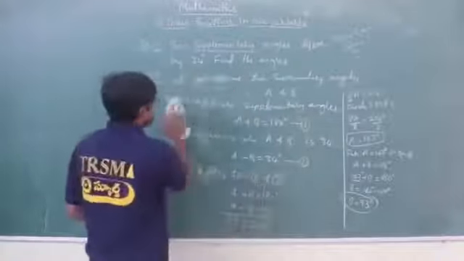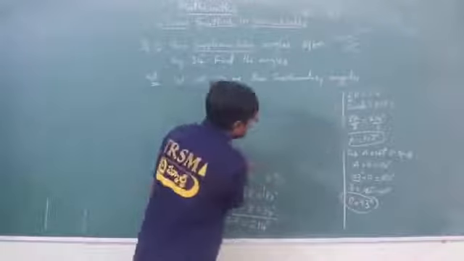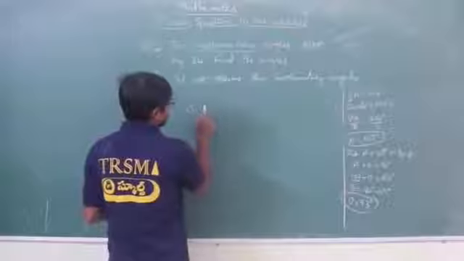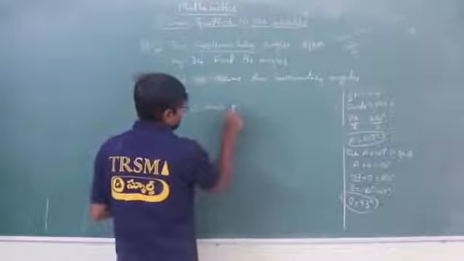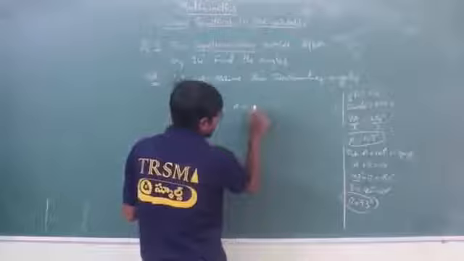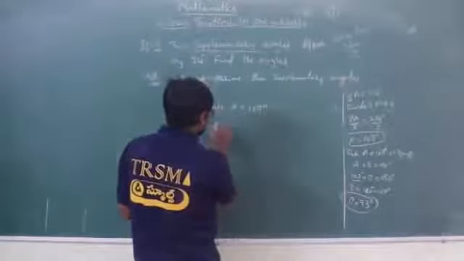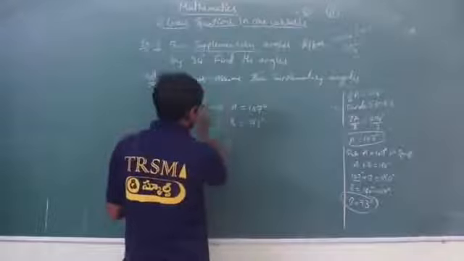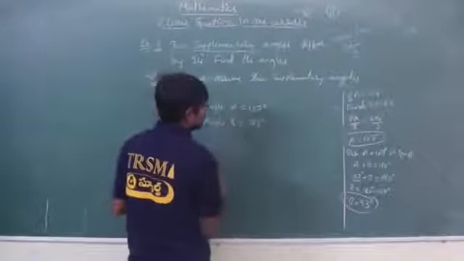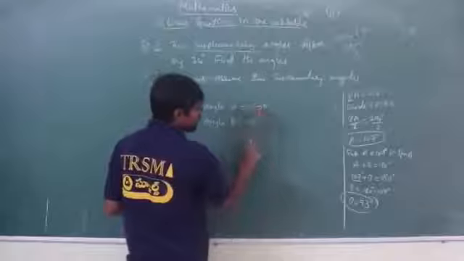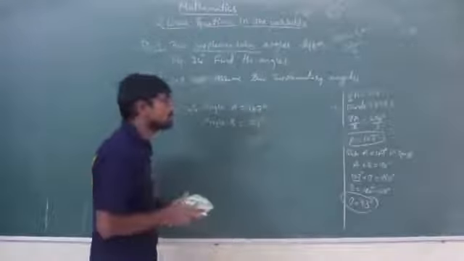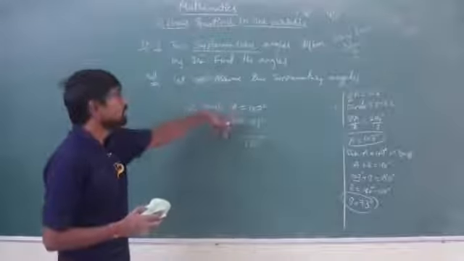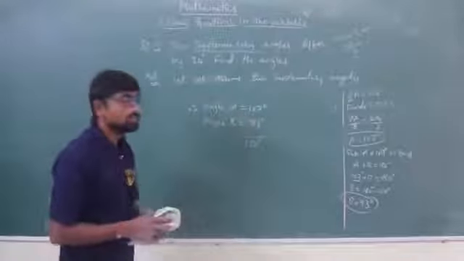So here I am erasing this and I am writing, therefore angle A is equal to 107, angle B is equal to 73 degrees. So if you add both, again you will be getting 180 degrees, isn't it? So these are the supplementary angles. Therefore the two supplementary angles are 107 and 73 degrees.